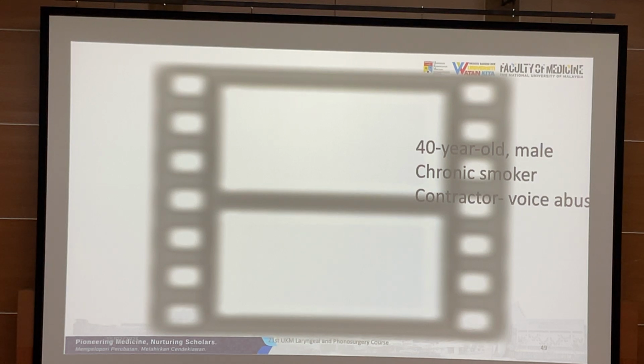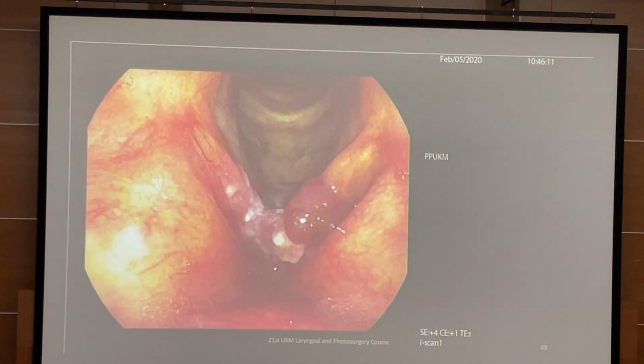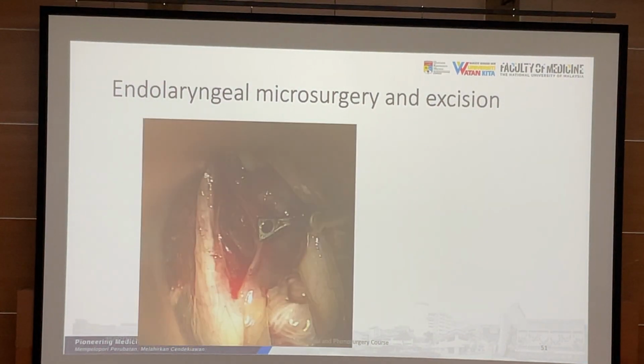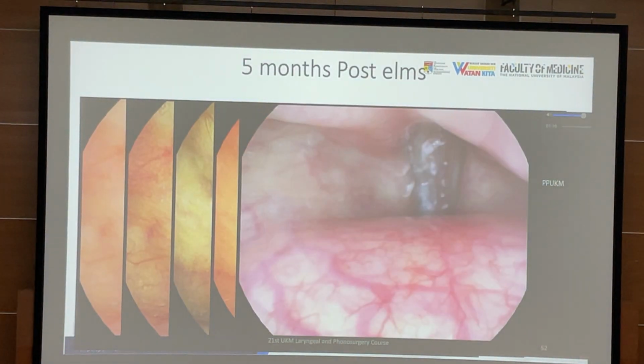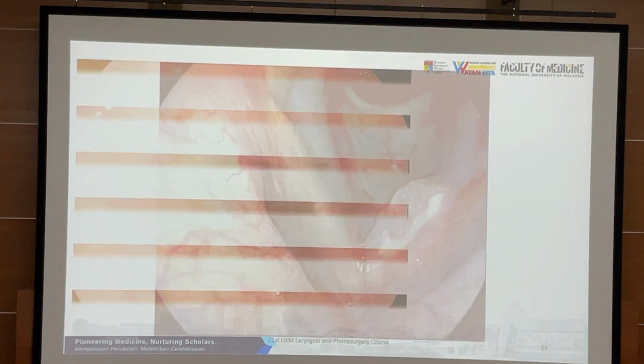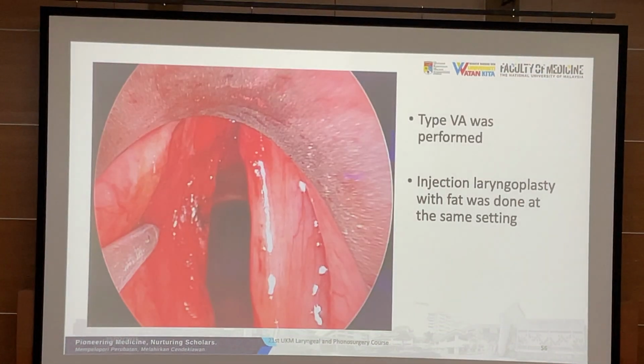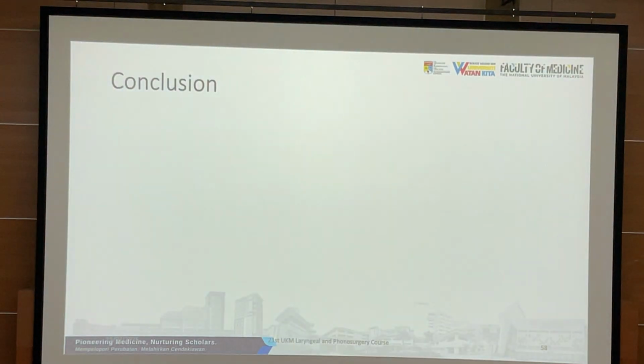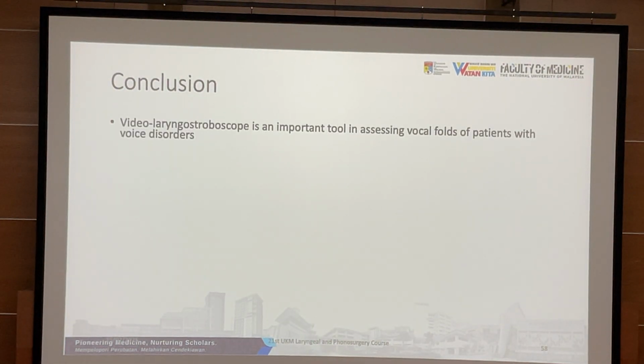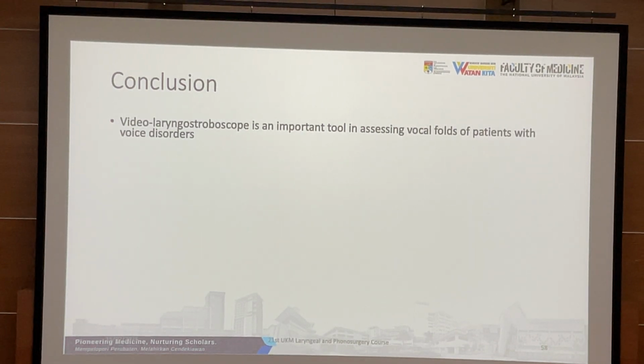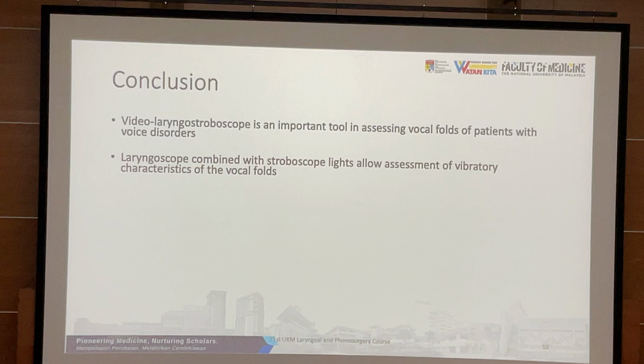I think the time is, I have a few more, but I'm not going to discuss. Maybe the last bit, the conclusion. The conclusion: video laryngostroboscope is an important tool for you to assess vocal fold patients with voice disorder, especially when you can't see any obvious lesion, any structural or any obvious neurological problem like vocal fold immobility.